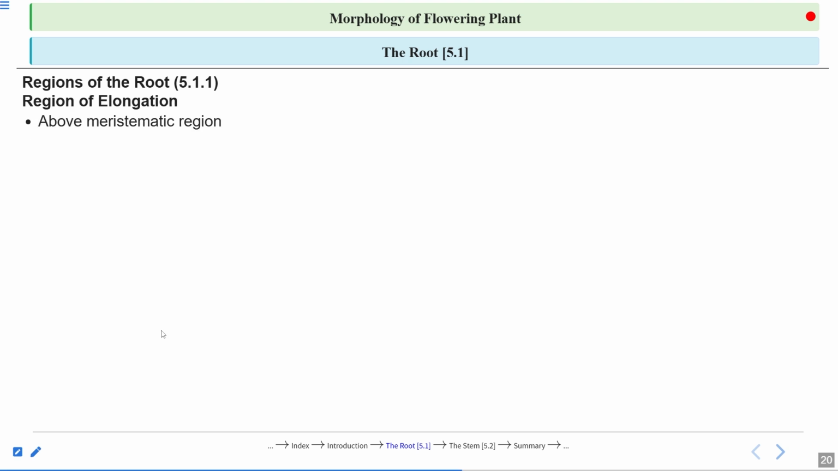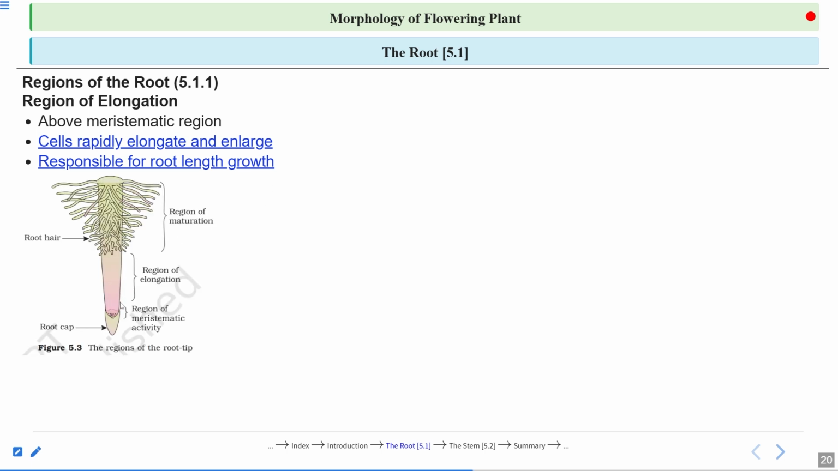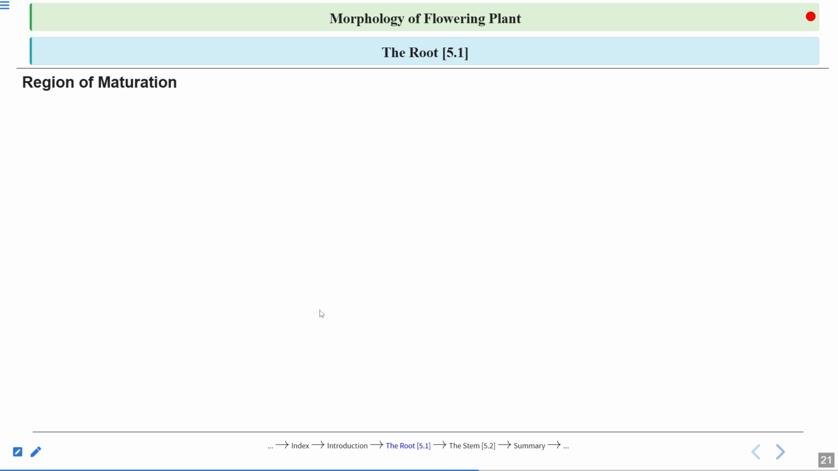Region of elongation. Above the meristematic region, there is a region of elongation. Cells rapidly elongate and enlarge there, and are responsible for the root length growth. So once they get elongated, they are helping in the growth of the root. So this is the region of elongation, you can see. Next is the region of maturation, the uppermost, that is having the root hairs.